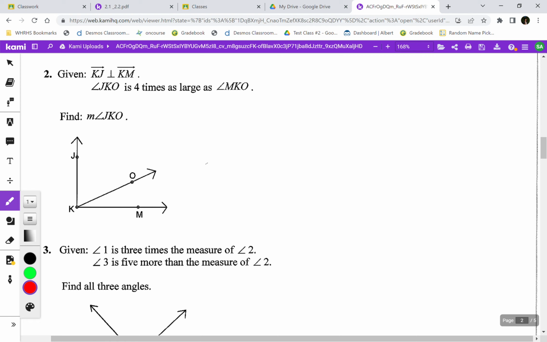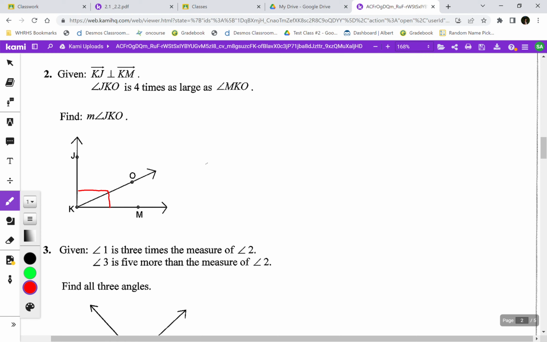It's saying ray KJ is perpendicular to ray KM. Can somebody who hasn't participated today tell me what we can conclude if ray KJ is perpendicular to ray KM? Maya? Good. Can we call it angle K though? Could you, 3 letters? Excellent. Angle JKM is a right angle. And Maya told us we cannot call it with just 1 letter because there's more than 1 angle K. So we can't just call it angle K.